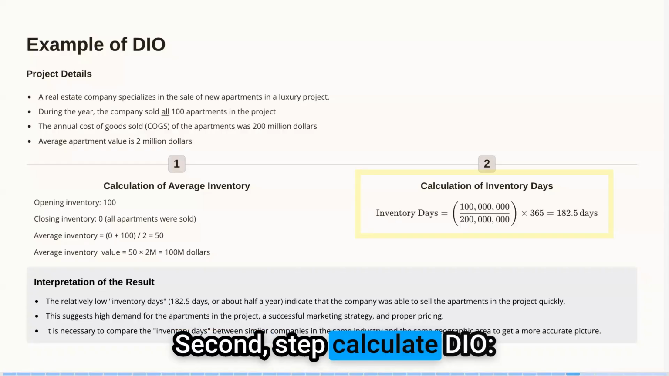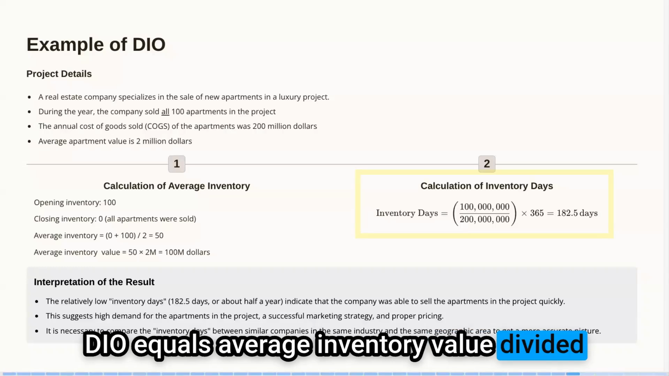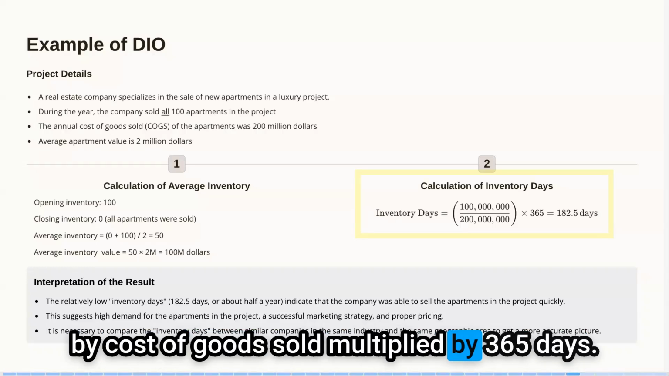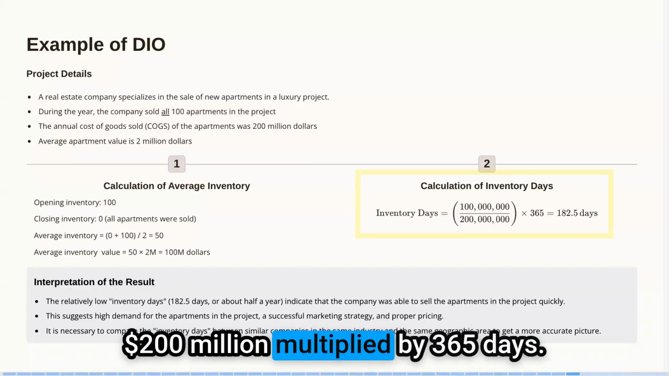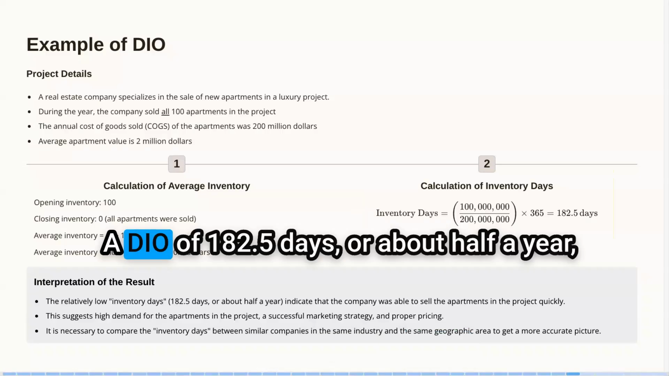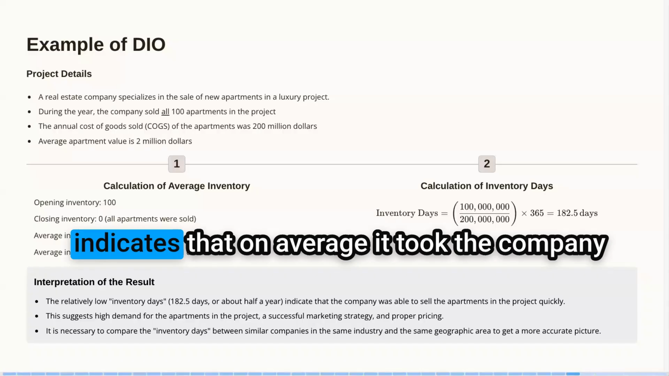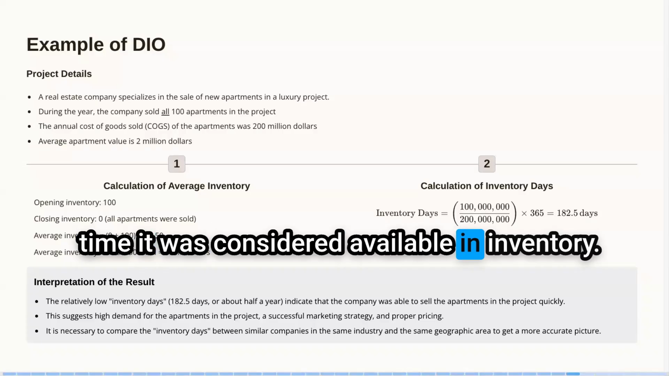Second step, calculate DIO. DIO equals average inventory value divided by cost of goods sold multiplied by 365 days. DIO equals $100 million divided by $200 million multiplied by 365 days. DIO equals 182.5 days. A DIO of 182.5 days, or about half a year, indicates that, on average, it took the company about 6 months to sell an apartment from the time it was considered available in inventory.